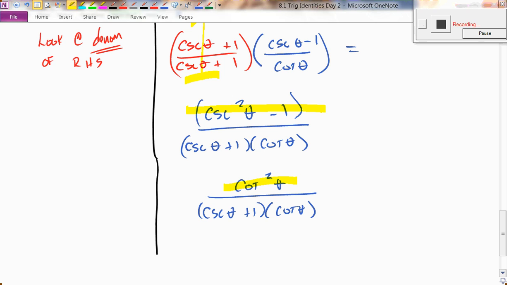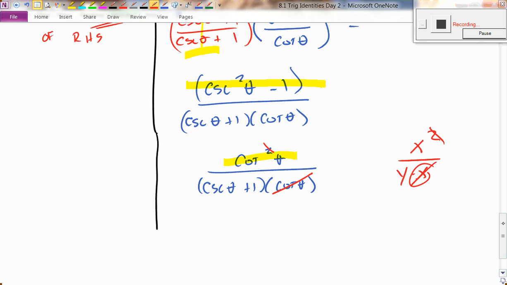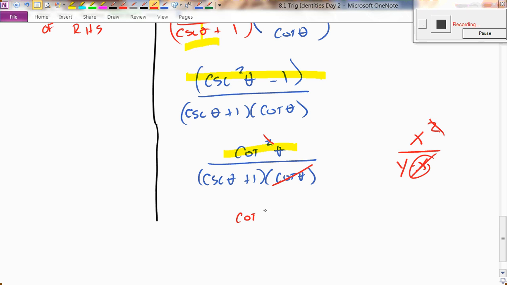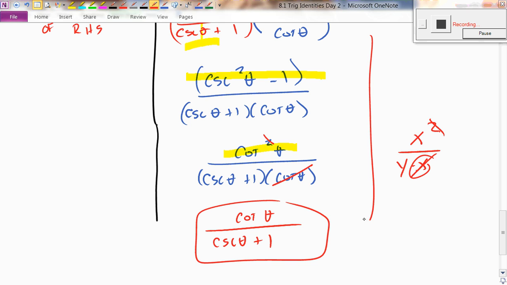Okay, now remember back in algebra, if you had x squared over something times x, how do you simplify that? That's right, you get rid of the x on the bottom and the square on the top. That's the exact same thing that happens here. Get rid of the squared, get rid of the cotangent. So that means that all you have left is cotangent theta divided by cosecant theta plus 1, which is exactly what the right-hand side is supposed to be.